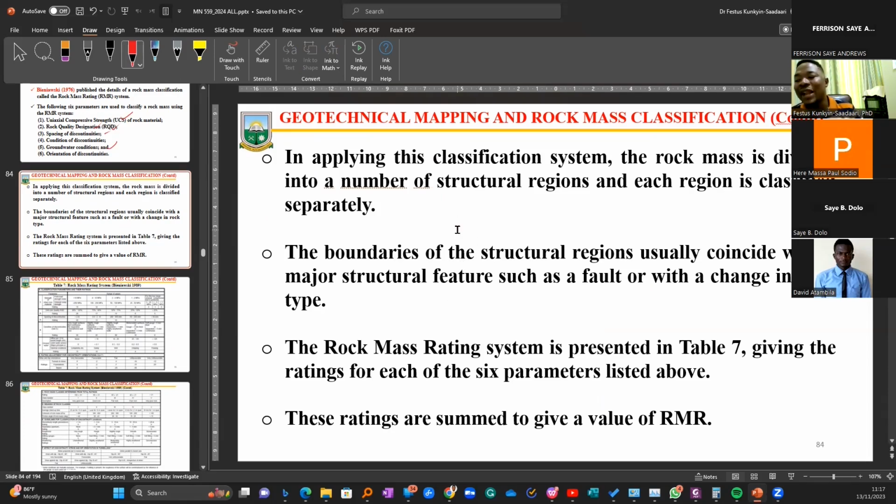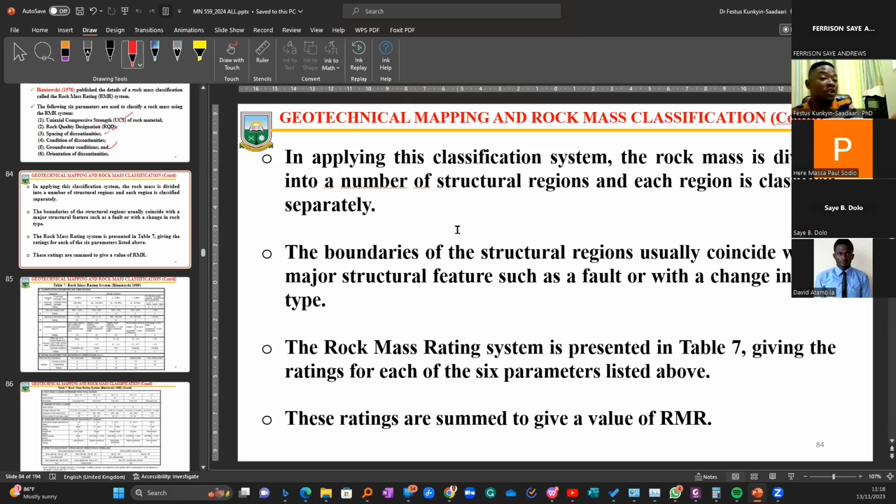So he says that in applying this classification system, the rock mass is divided into a number of structural regions, which is what we just looked at, and each region is classified separately. So the boundaries of the structural regions coincide with a major structural feature such as a fault, or with a change in rock type. So if you have a particular rock type, you have to apply this RMR system to that rock type.